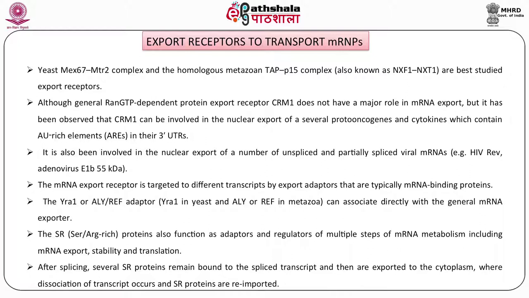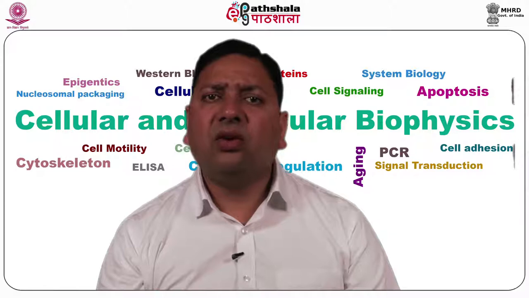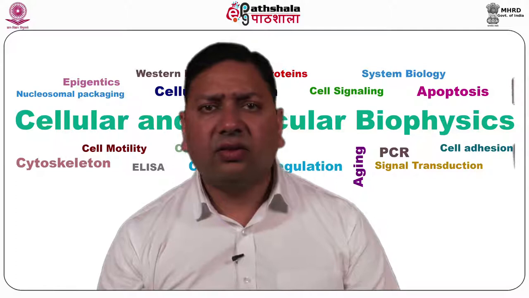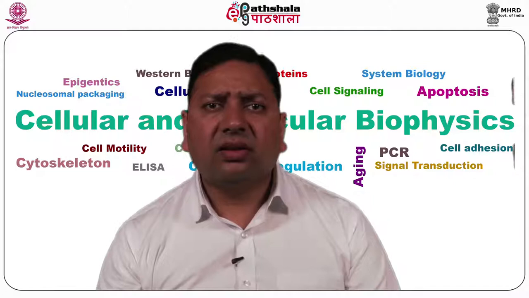After splicing, several SR proteins remain bound to the spliced transcript and then they are exported to the cytoplasm, where the dissociation of transcripts occurs and SR proteins are re-imported again. SR proteins are evolutionarily conserved phosphoproteins, and it has been observed that a cycle of phosphorylation and dephosphorylation of specific SR proteins, for example Npl3, results in directionality during mRNA export in yeast.